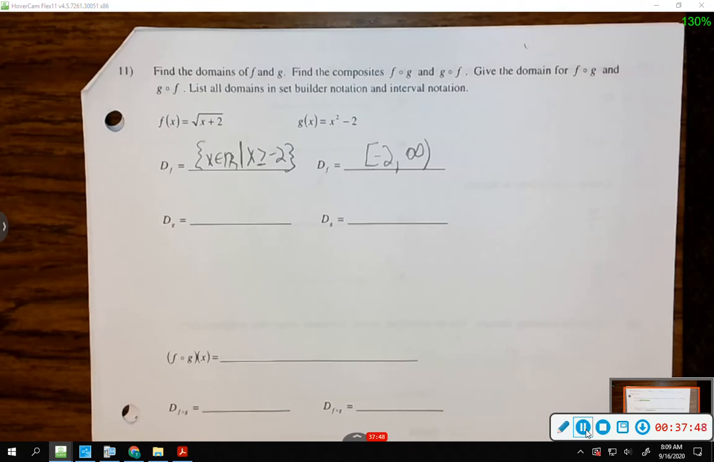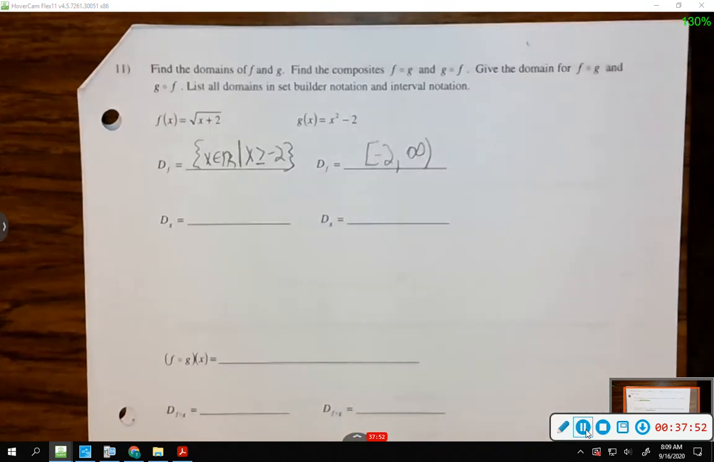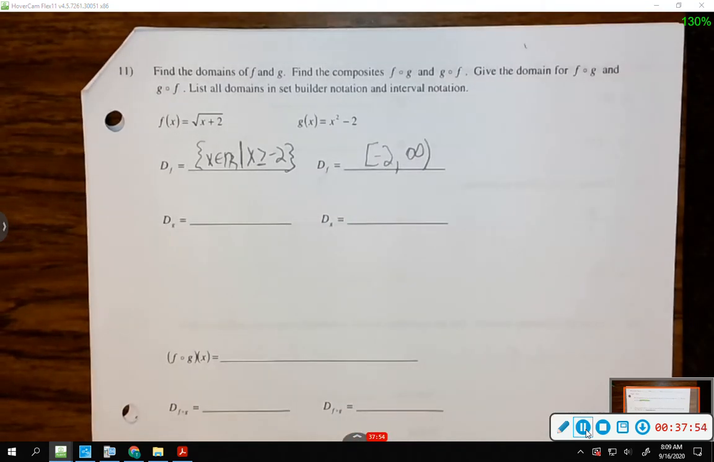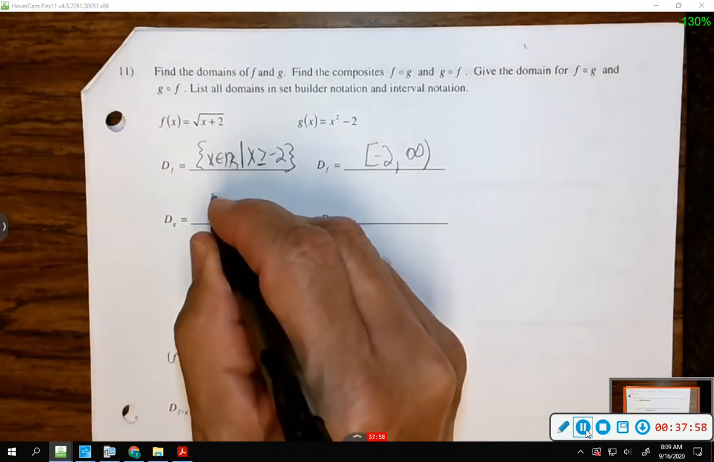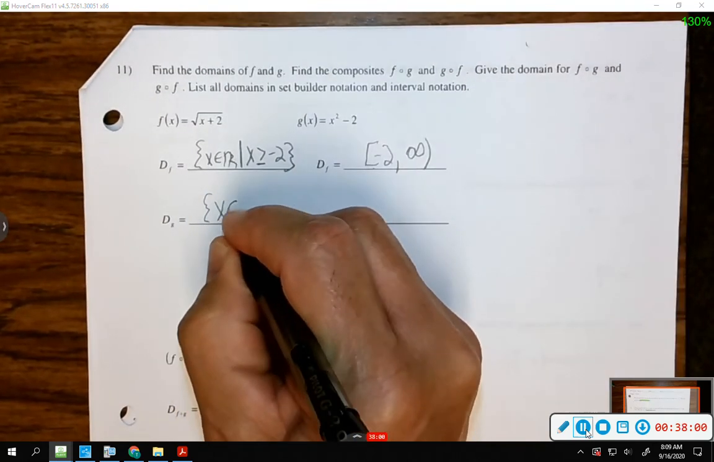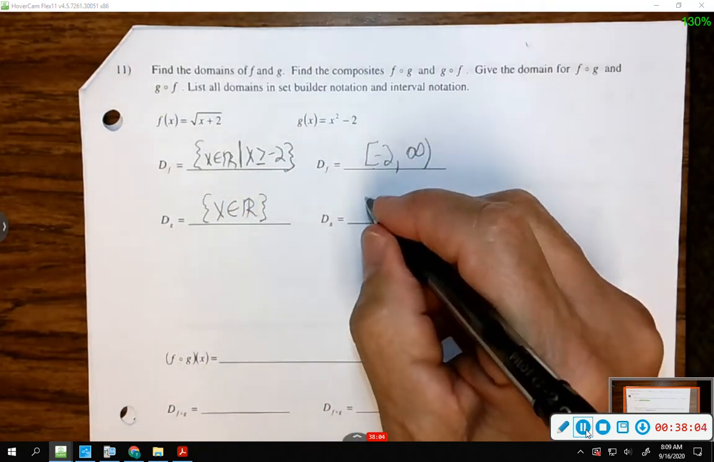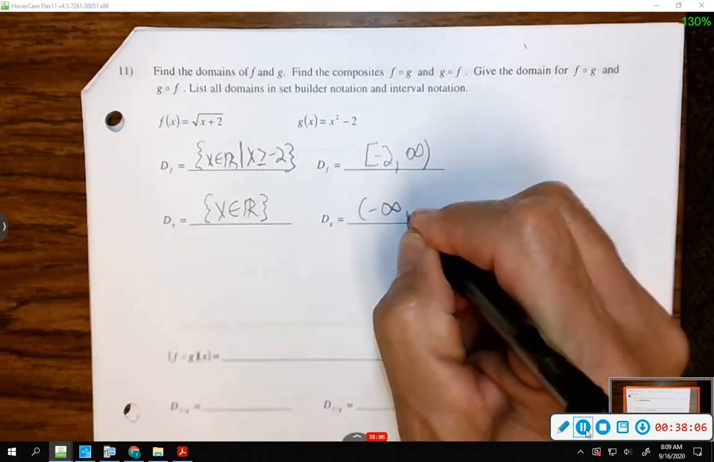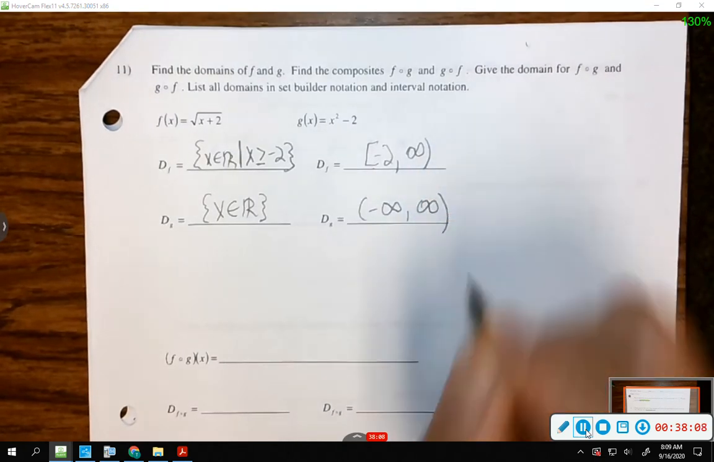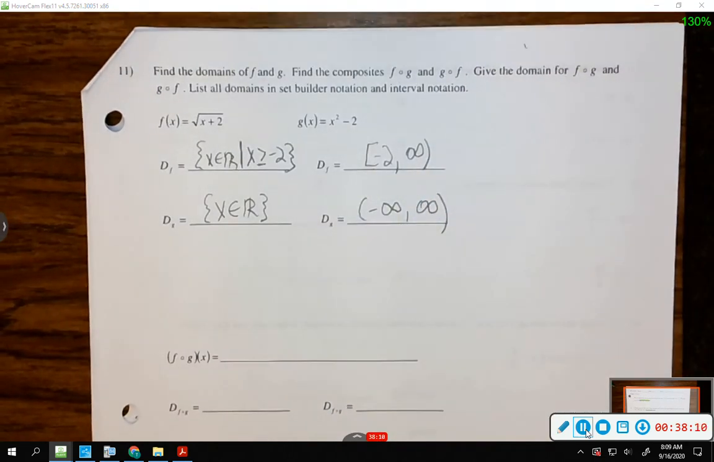The domain of g, well, this is just a parabola. X squared minus 2, that's a parabola that opens downward. We can plug any value in. The domain, x is the element of all real numbers. Written in interval notation is negative infinity to positive infinity. Okay? So now let's find the composites.